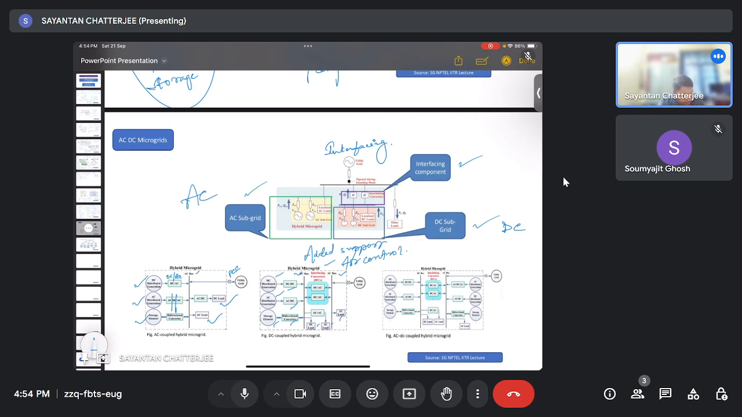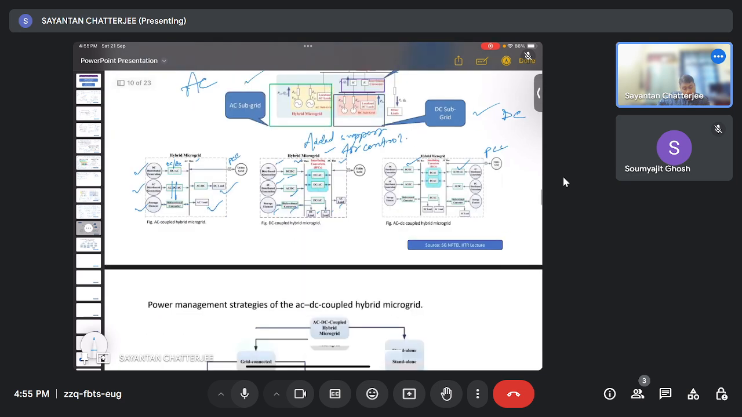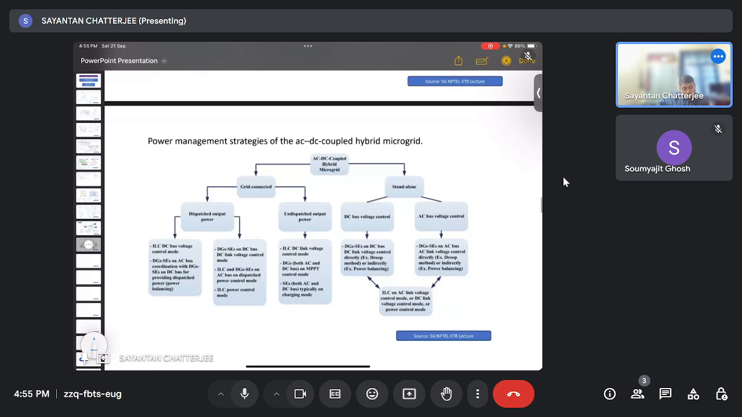And here it is the AC-DC coupled microgrid. So converters are there on both sides, the AC side and the DC side. Also, interfacing converters are present in case of power exchanges. Here it is the point of coupling. Here we can see the power management strategies for the AC-DC coupled hybrid microgrid.